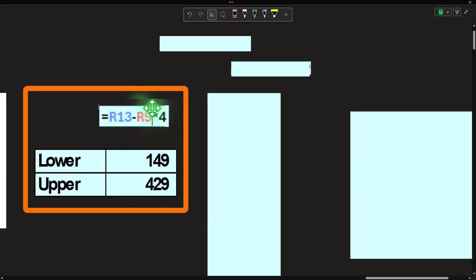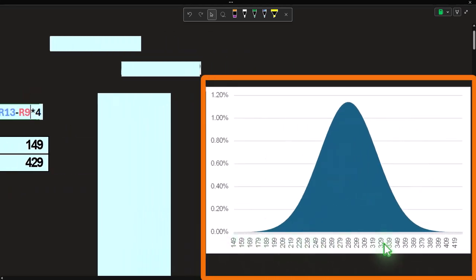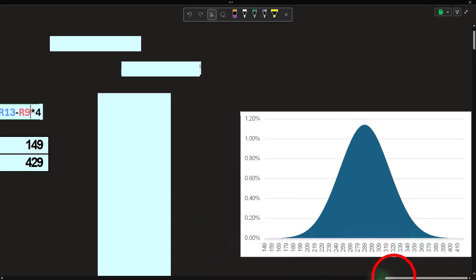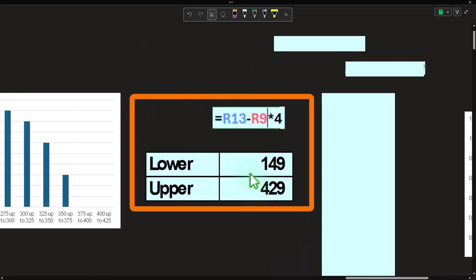To do that, I'm going to say the lower bit is going to be 149 and the upper 425. What I'm trying to do here is work out how many X's I need to graph the curve, remembering that drawing a picture is useful. When we talk about standard deviations, two standard deviations away has about 95 or so percent of the data. If I go four standard deviations away, that should encompass basically 100% of the data. So that's what I will typically do here. I'm starting at the center point and going four standard deviations below it and four above it.